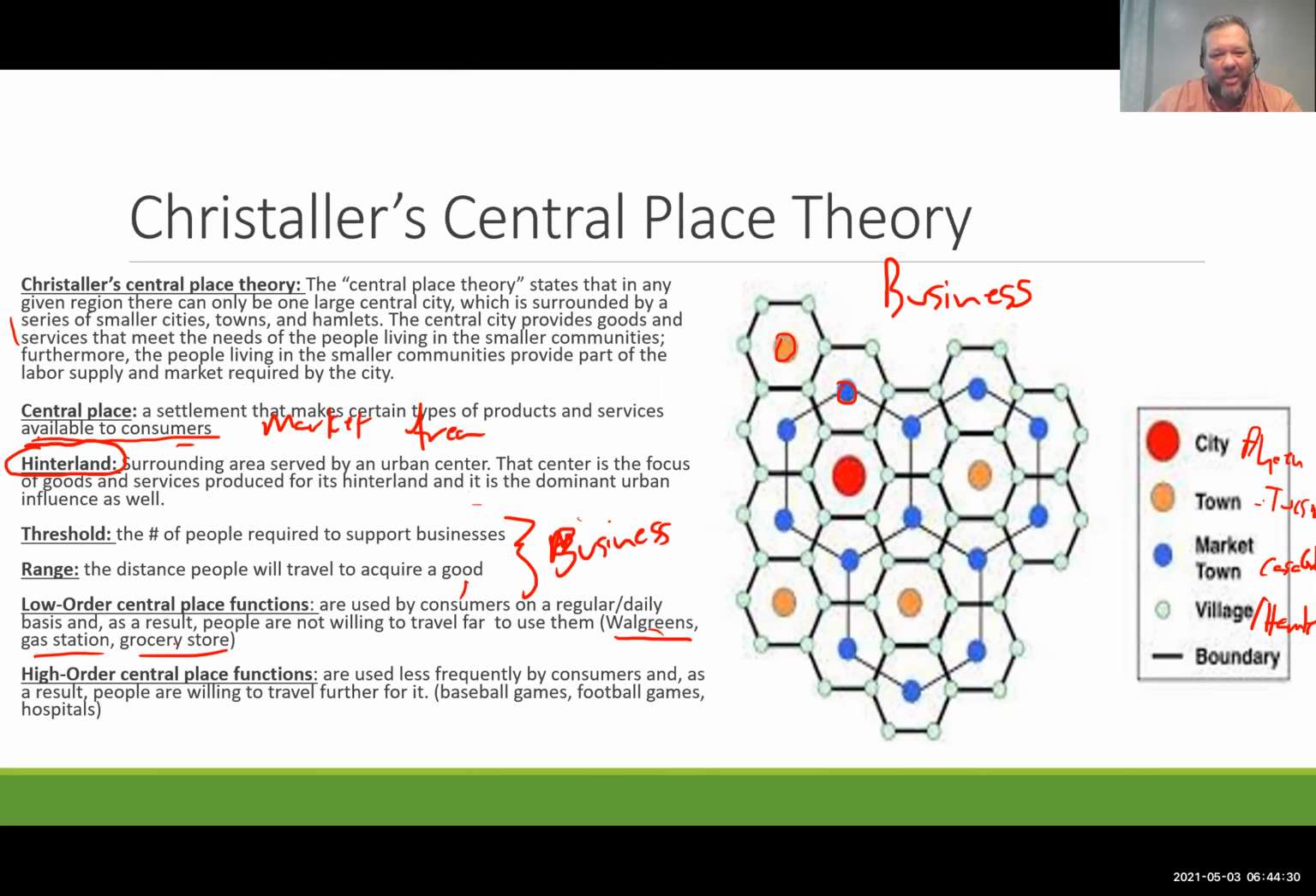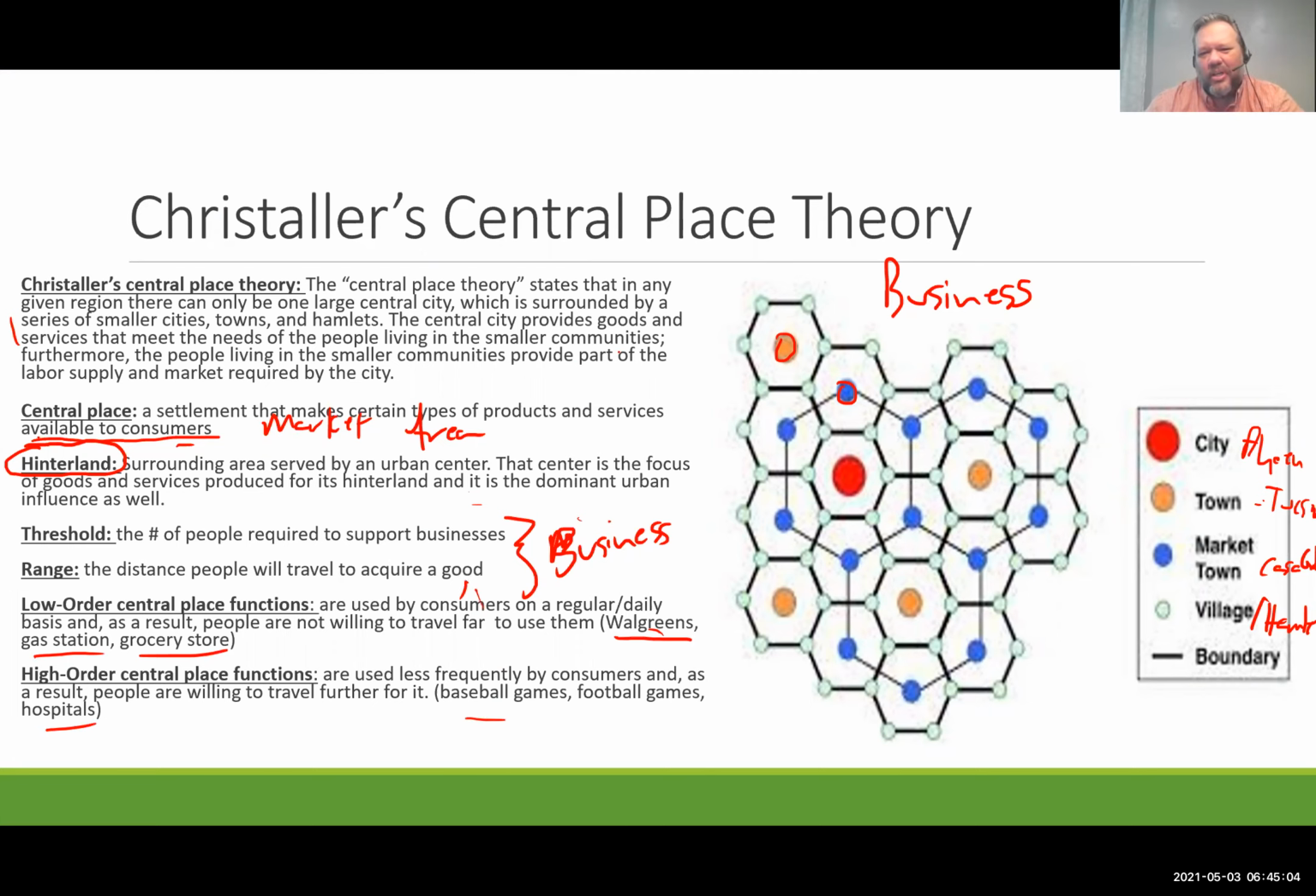Okay. High order central place functions, it's things that are used less frequently. So think about like a car dealership. Car dealerships, would you drive 30 minutes to go buy a new car? Yes. Okay. That's going to be the closest one. But since it's such an irregular purchase, people will definitely travel, so it has a bigger range. And there's a lot of different things that we'll look at in just a second about that. Baseball games, football games, hospitals, things like that.